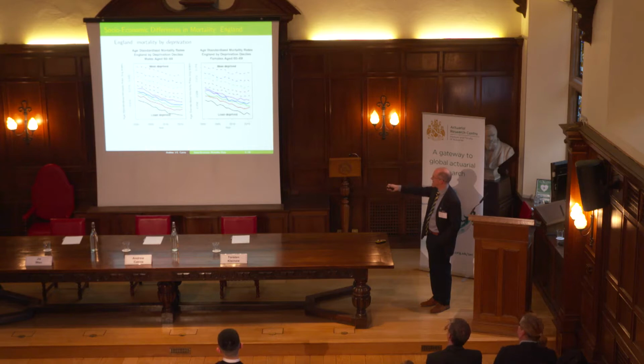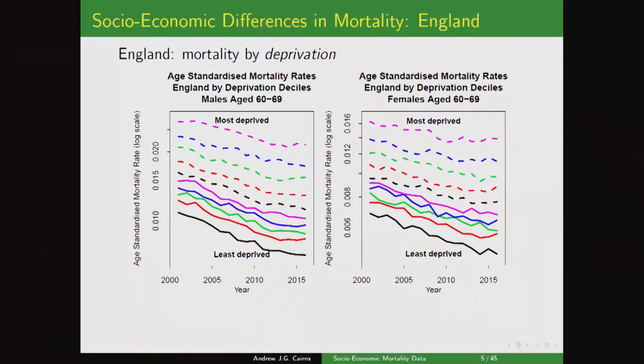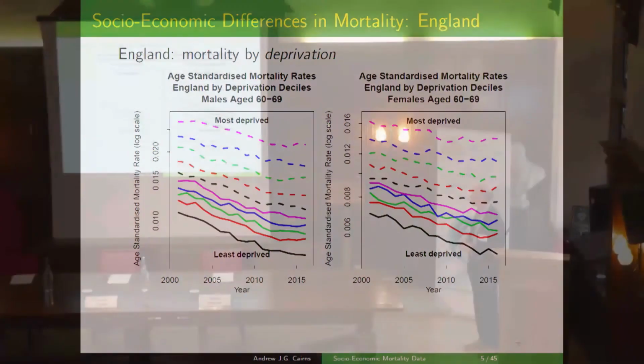And what you can see is that there's a very big gap between the most deprived and the least deprived, and that's the case for both males and females. And that's for the 60 to 69 age group, and the picture looks rather similar for different age groups, but perhaps with differing levels of inequality between these different groups.